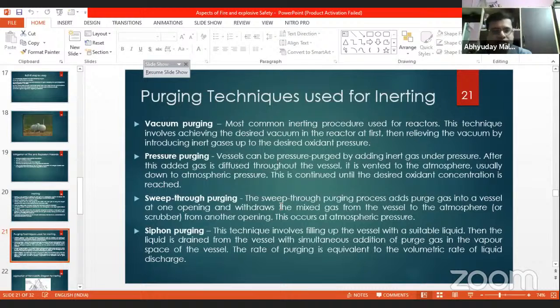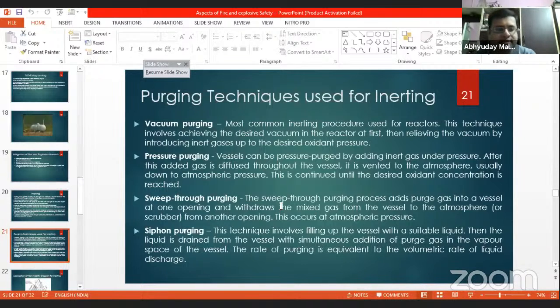The third method of purging is called sweep-through purging. That is, it adds the inert gas into a vessel at one opening and withdraws the gas mixed with oxygen from another opening to the atmosphere. And the total process occurs at atmospheric pressure. That means there are two openings in such a vessel. Through one opening, we are adding inert gas. This gas mixes with the oxygen or air that may be trapped inside the vessel. And this mixture is withdrawn from the other opening and vented to the atmosphere. This is called sweep-through purging.